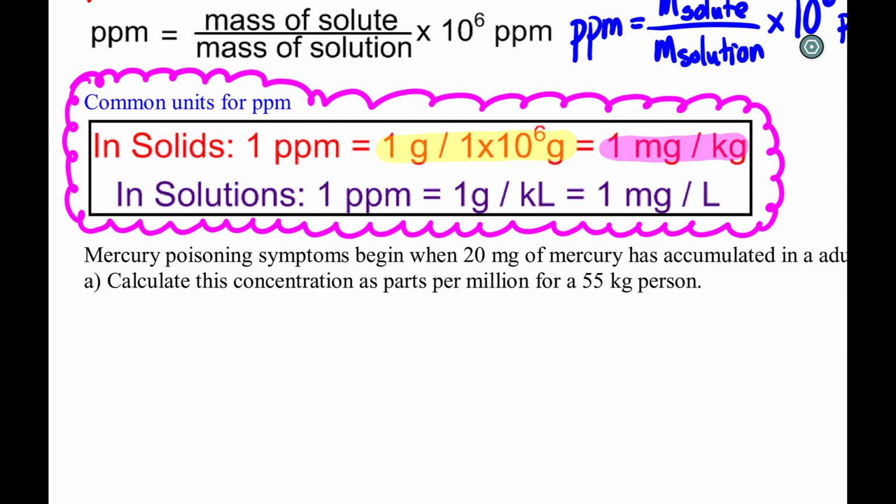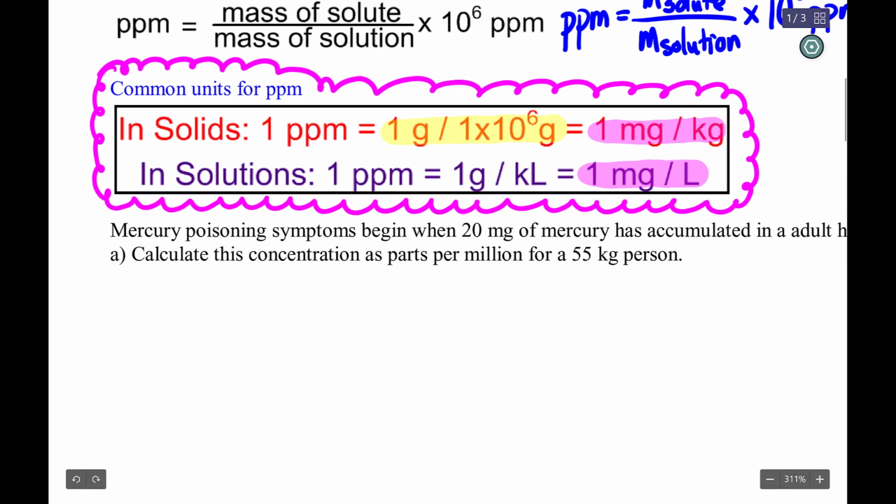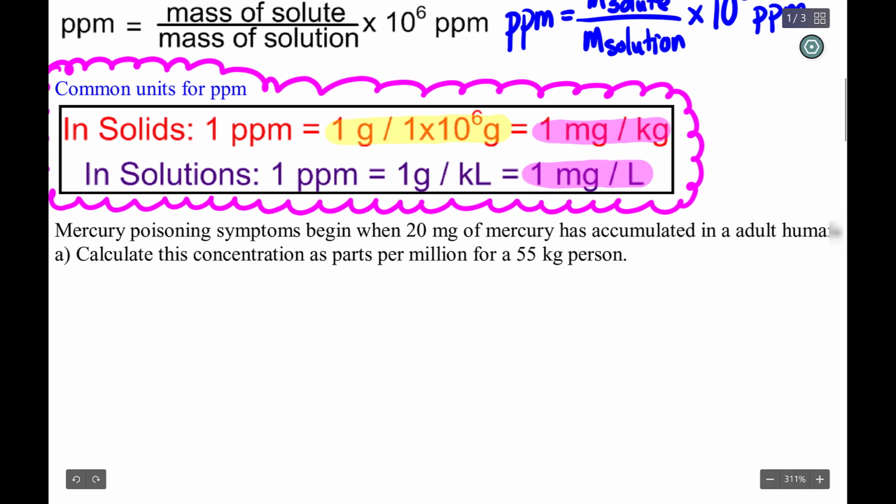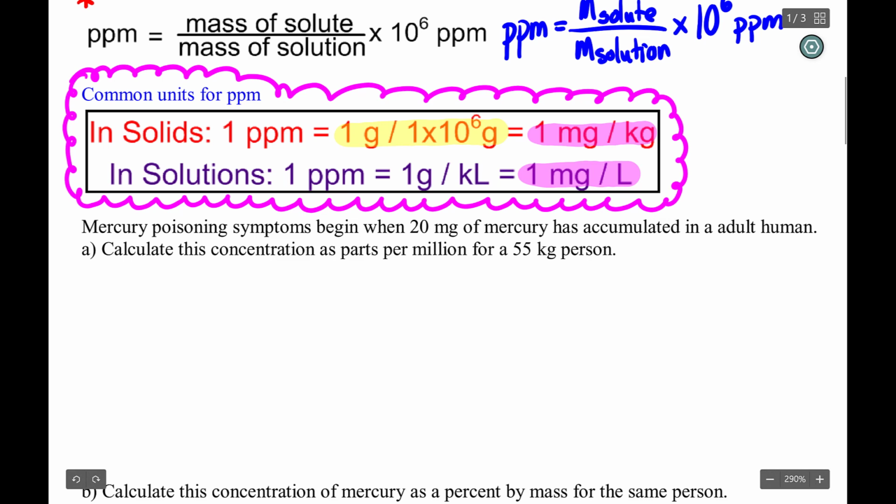1 part per million is equal to 1 milligram per 1 liter of water. You guys know that 1 kilogram of water is 1 liter of water. That's how the milliliter unit was constructed. Okay, so let's look at this first question.